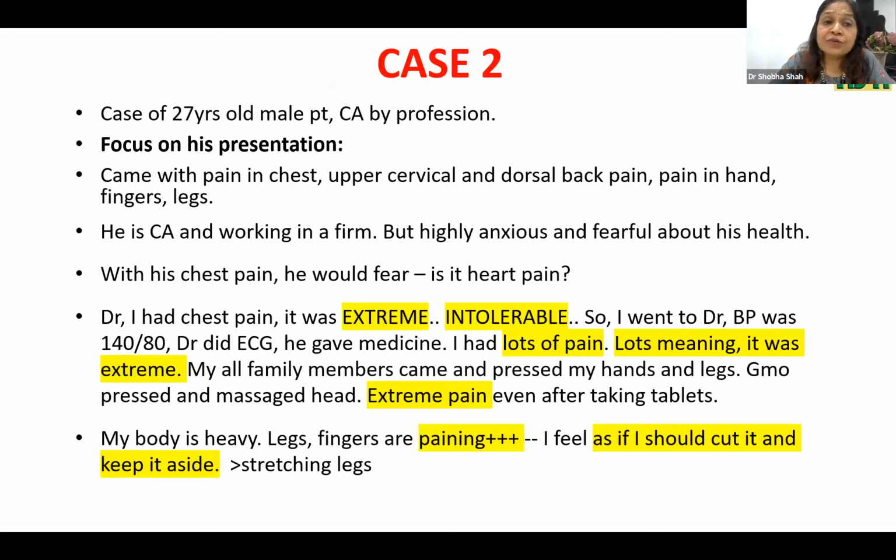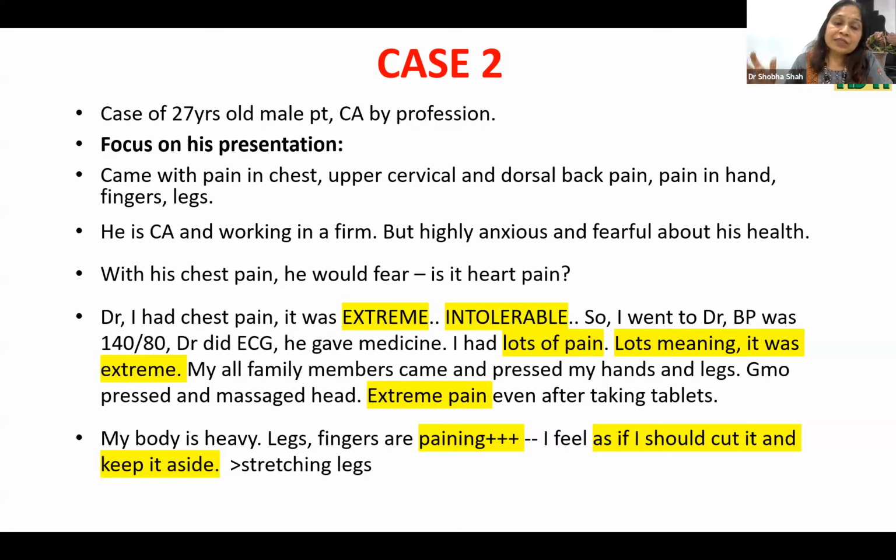The second case is of a 27-year-old male patient. He is a CA by profession and was brought by his fiancée. This patient had already come to me two times earlier, once for piles and once for allergic rhinitis. Both times his presentation was somewhat similar, so please focus on the presentation. In this case, I'm not giving my analysis the way I had given earlier. You try to understand how things are going, and I would like to know your analysis at the end of it. So you focus on the presentation.